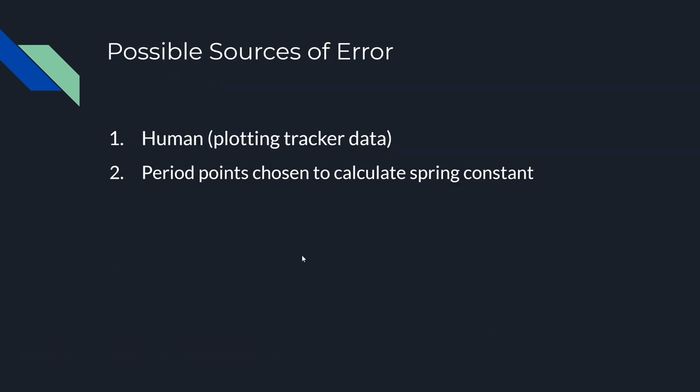So some possible sources of error. First one could have been human error in plotting the tracker data, and the second one could have been the period points that I chose to calculate the spring constant.